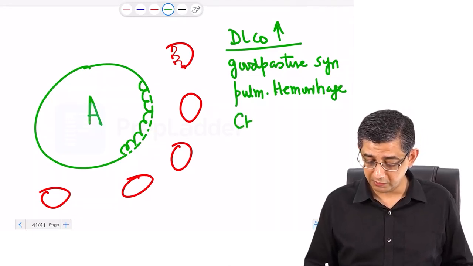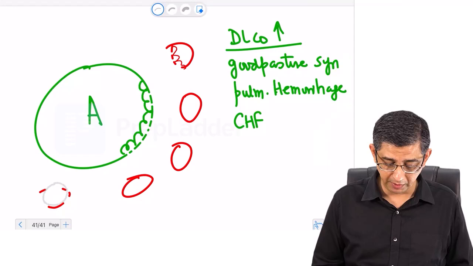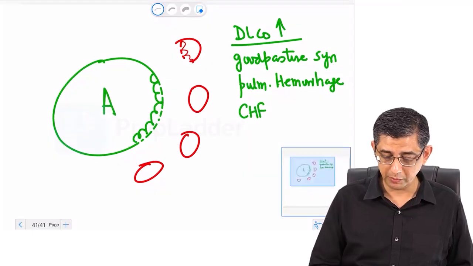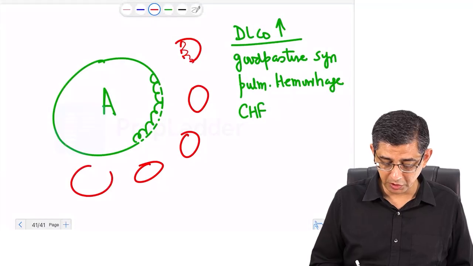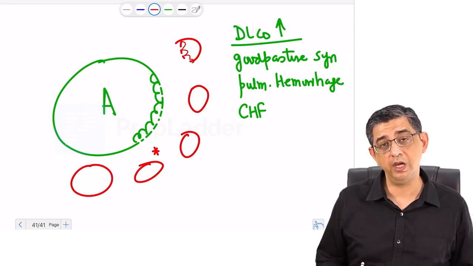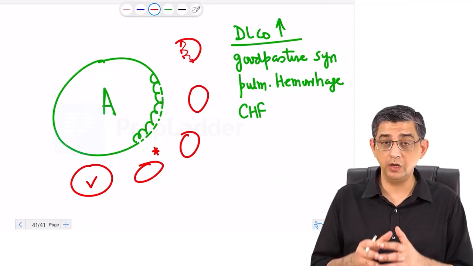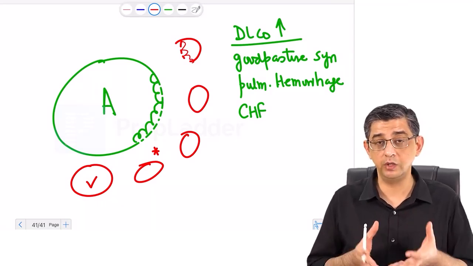Similarly, if a person is having congestive heart failure, now what is the problem in congestive heart failure? So I'm just representing this in the, I would say, 6 o'clock position. In congestive heart failure, there is congestion in the blood vessels. So compare the size of regular blood vessels around the alveoli with the one that I've sketched now. Because now these blood vessels are congested, they are loaded with blood. If there is more blood, there is more hemoglobin.